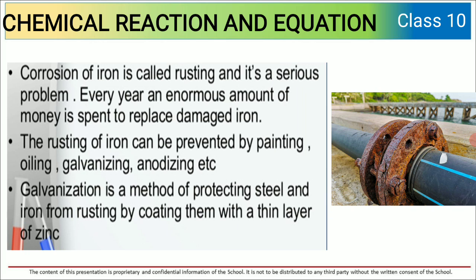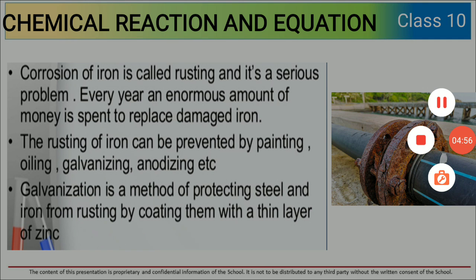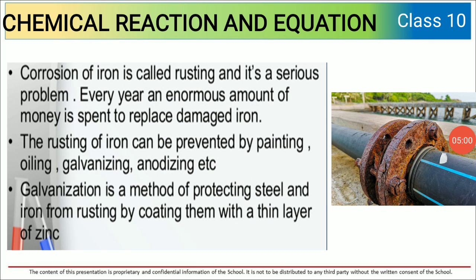Galvanization is a method of protecting steel and iron from rusting by coating them with a thin layer of zinc. So if you cover it with a thin layer of zinc, you will find that the metal can be prevented.